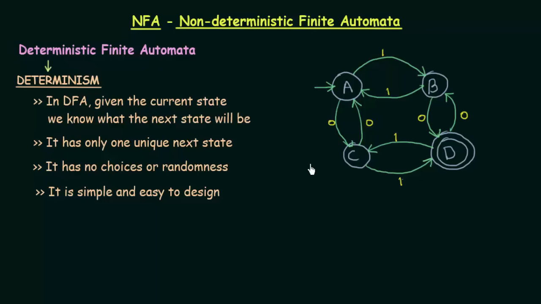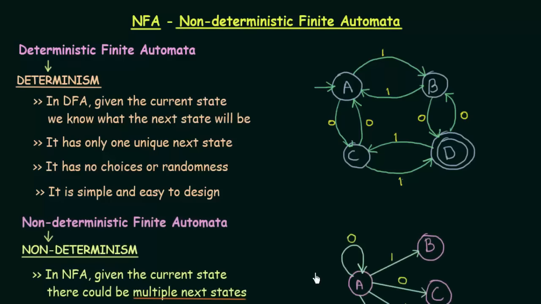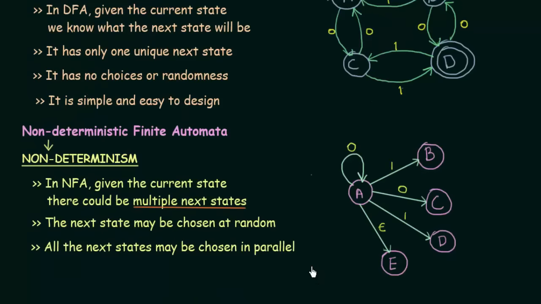So that was about deterministic finite automata, and that explained the determinism to us. Now, what is non-deterministic finite automata? It comes from the word non-determinism. Here I have a diagram of an NFA. In an NFA, given the current state, there could be multiple next states. We know that in a DFA, given one state, there is only one unique next state. But in an NFA, as I have shown here, given a current state, there could be multiple next states.